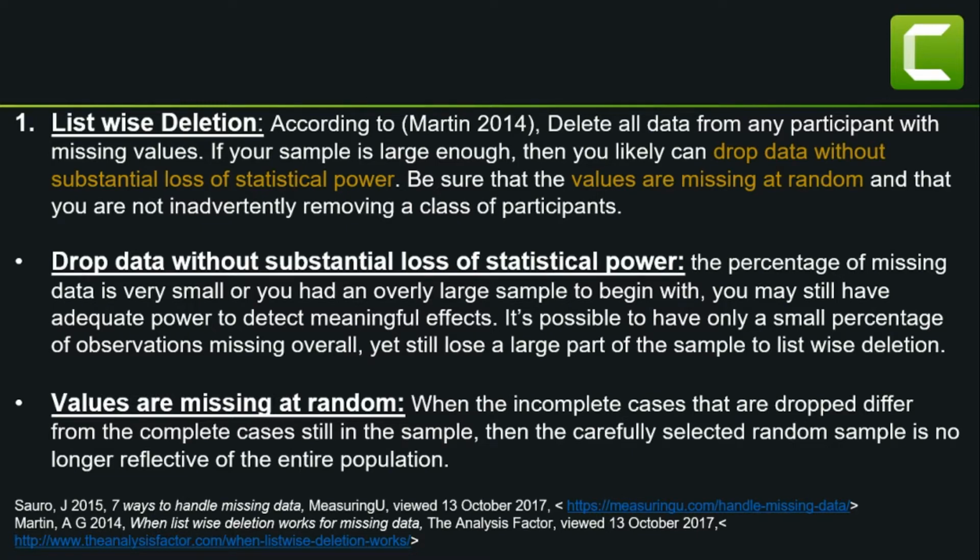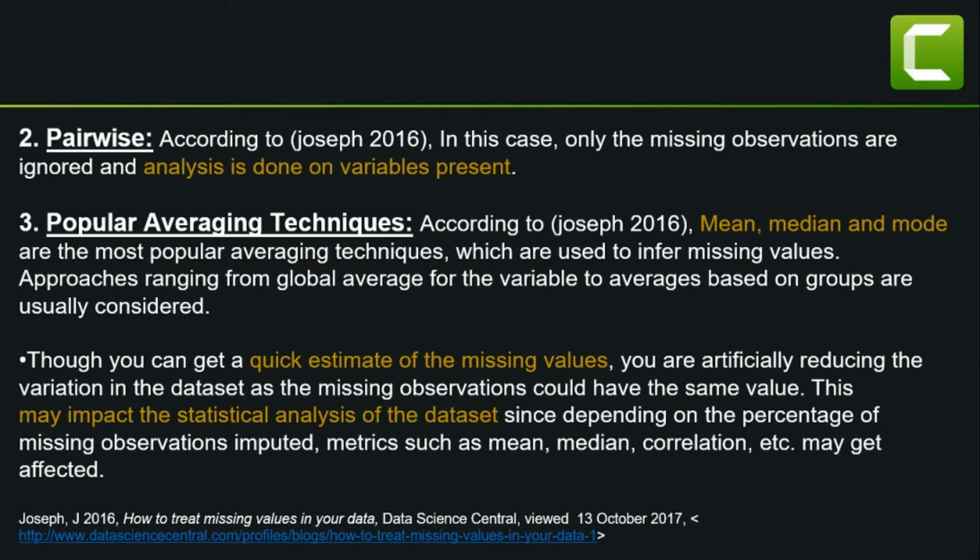Moving on to pairwise deletion. In this case, only the missing observations are ignored and analysis is done on the variables present. Both the above methods suffer from loss of information. List-wise deletion suffers the maximum information loss compared to pairwise deletion. But the problem with pairwise deletion is that even though it takes available cases, one can't compare analyses because the sample is different every time.